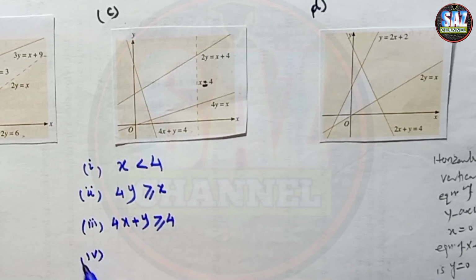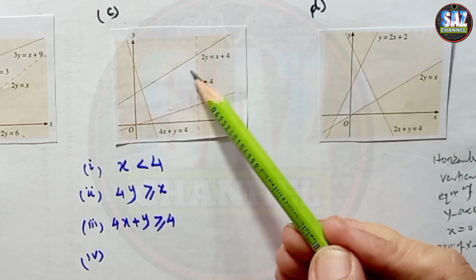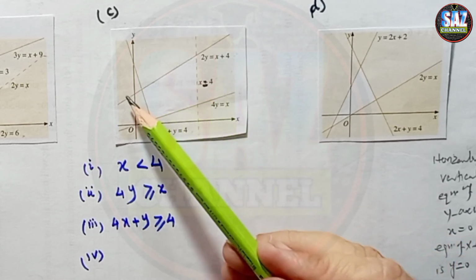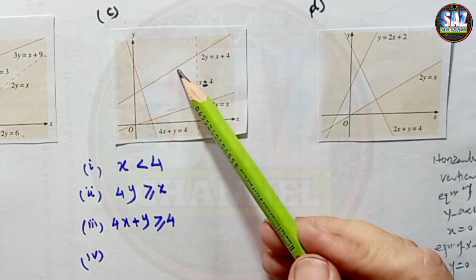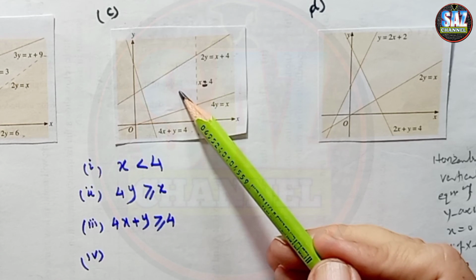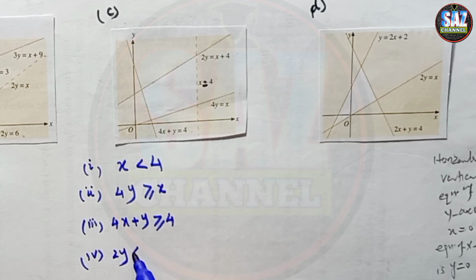Moving to the fourth and last equation given in the question, 2y equals x plus 4. Again look at the diagram carefully, the shading is above this line and the required region is below the line. So the inequality associated with this equation will be 2y is less than or equal to x plus 4.